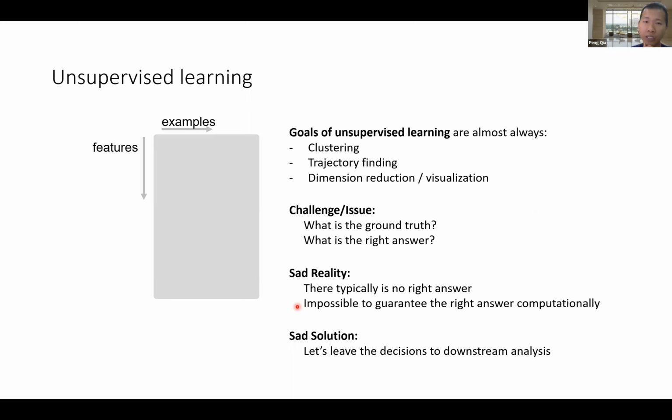And also, even if there exists a ground truth, usually it is impossible for any algorithm to guarantee that it always gets the right answer with a fixed set of parameters. So you always have to tune your parameters, and then really what is the right answer, what is not the right answer? It's very hard to implement. So in my opinion, people typically leave the validation for clustering analysis to downstream analysis.